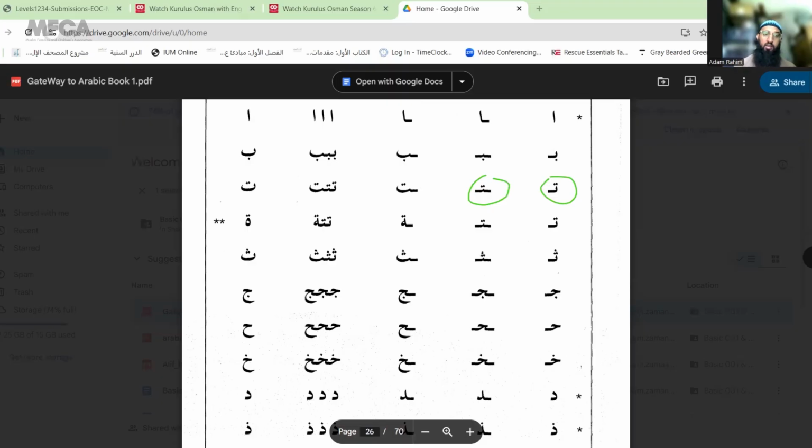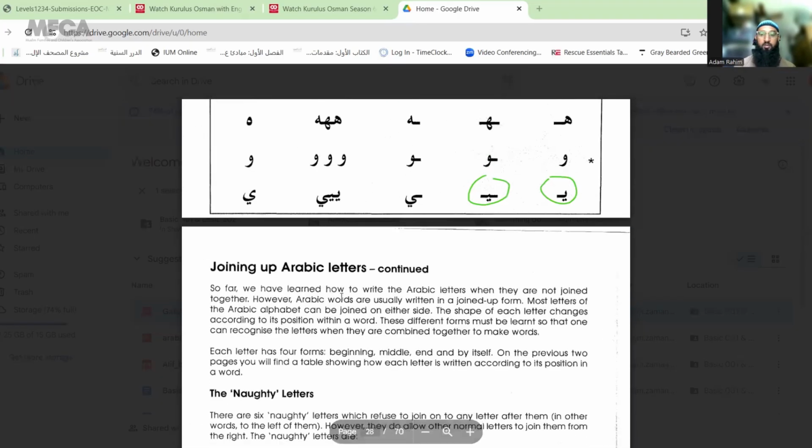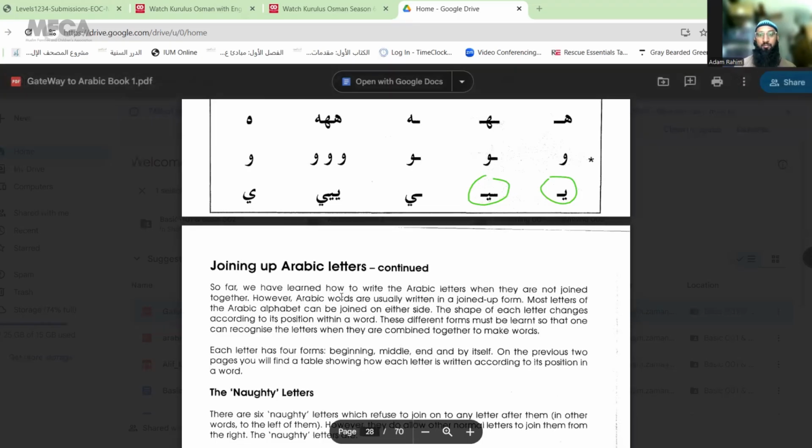Now, if you take a look at the letter ya, in the beginning and the middle, it looks the same, like a ta is written the same as a ta, but the placement of the dots is different, right? The dots are on the bottom now, 2 dots on the bottom. Now, the end, you can tell because it's written completely different than a ta, but the beginning and the middle is what you want to pay attention to.